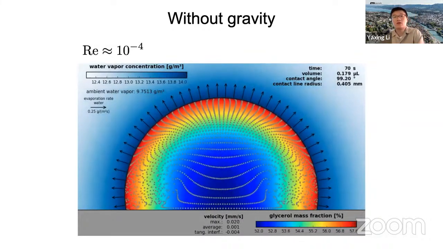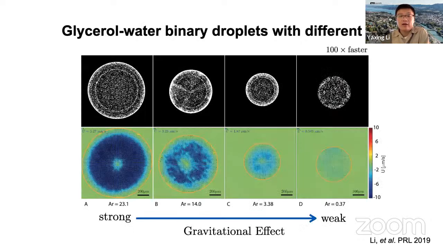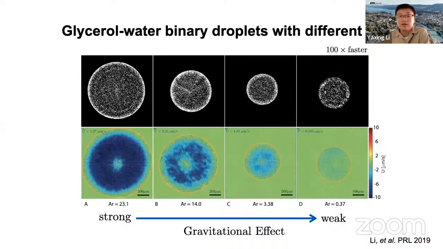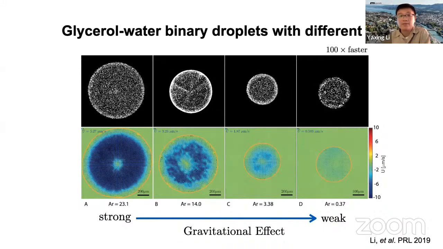And we try to quantify this by a non-dimensional number. What we choose is the Archimedes number, because the Archimedes number is the buoyancy balanced by the viscosity. The buoyancy in our case is the driving force, and viscosity is the damping force. And in some other communities like turbulence, we also call it the Grashof number. And then we alter the Archimedes number from pretty high to pretty low. Then we see the gravitational effect also from strong to weak.